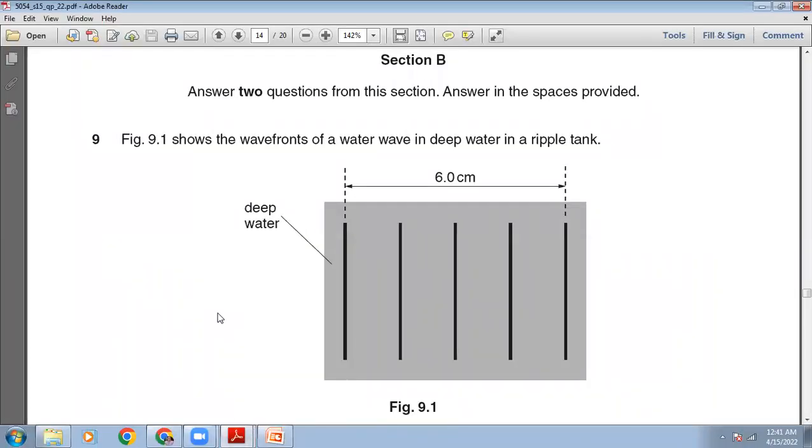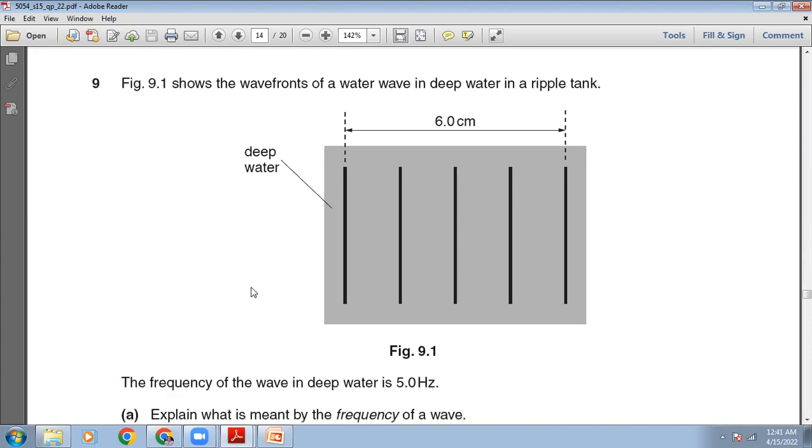So you can see section B of the May June 2015 paper 2 is showing up on the screen, and we will be solving this starting from question number 9. It says Figure 9.1 shows the wavefronts of a water wave in deep water in a ripple tank. Here you can see wavefronts 1, 2, 3, 4, 5. Basically count how many gaps there are. So this is 1 wave, 2 waves, 3 waves, 4 waves. So there are 4 waves in 6 centimeters.